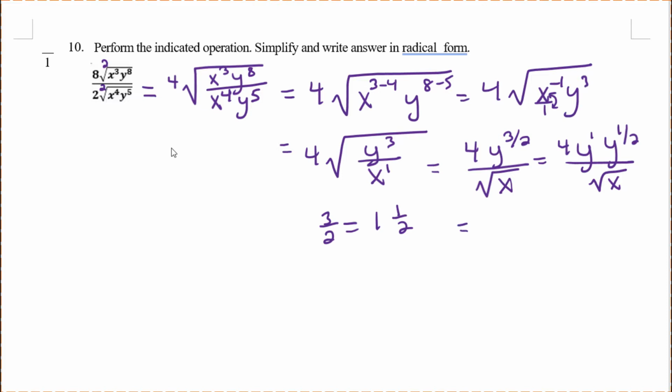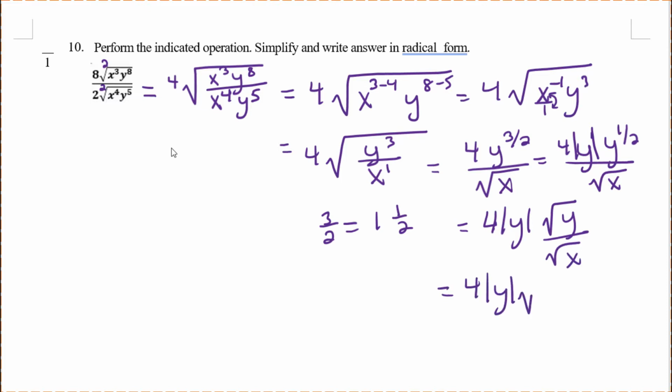Okay, so since I took the square root, I need to make sure that I include the absolute value there. Every time you take a square root or an even index, you need to include the absolute value. If this was over 3 or over 7, a cube root or a fifth root, then we don't need the absolute value. So we need to make sure to include the absolute value for even roots. This is just square root of y, and then square root of x. So then you can put this under 1 radical, and there you go. And that's your final answer.